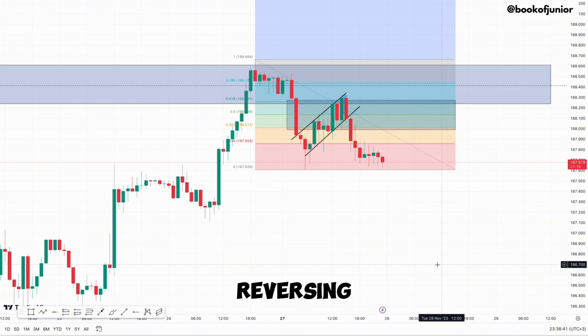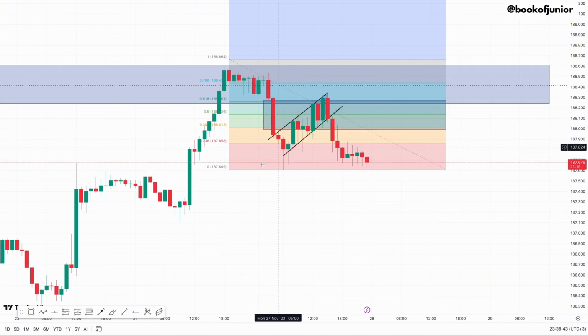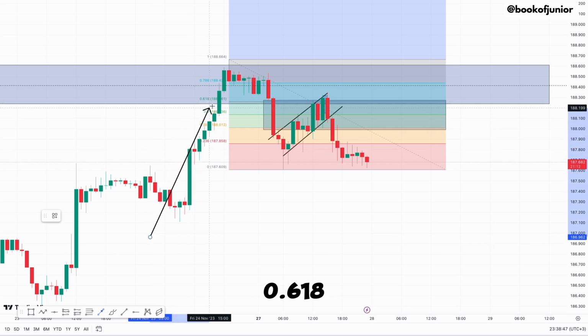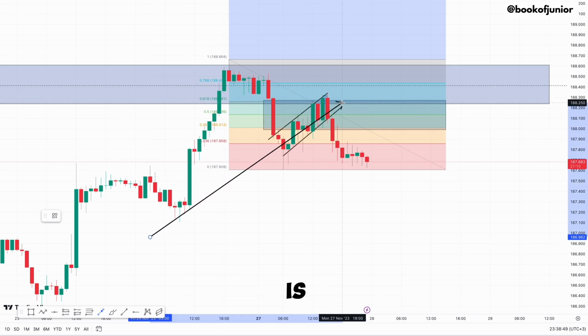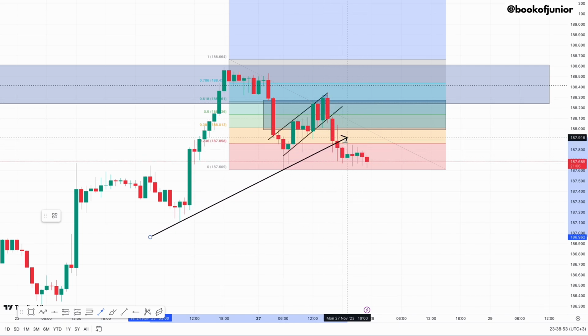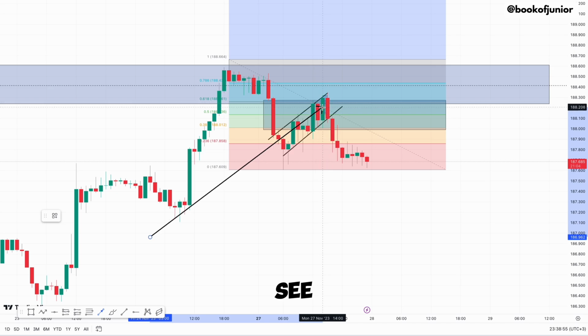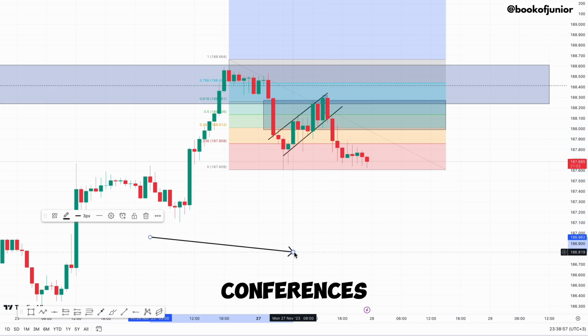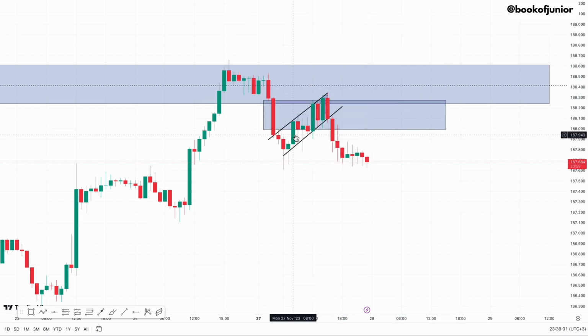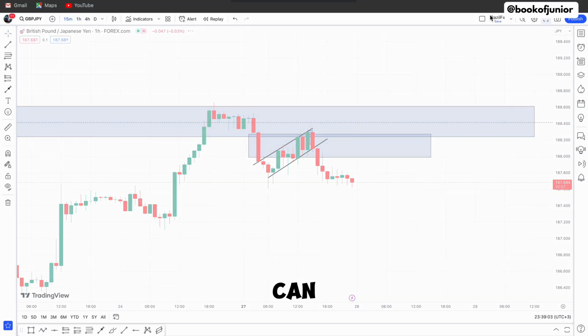Since this is price reversing, you can see, guys, exactly at our turning point, which is 0.618, that is the point where price almost reverses from. You can see we have a lot of confluences to take this trade, so I was able to take my trade exactly at this point right here. Let me zoom into the 15-minute time frame so that I can show you guys.